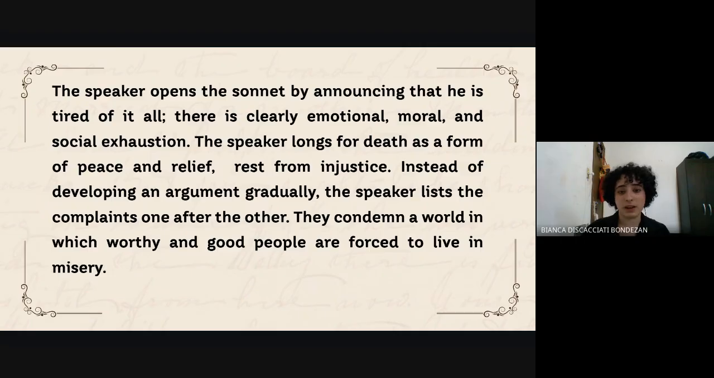They are talking maybe to whoever is reading, but they are announcing in the beginning of the sonnet that they are tired of everything. So they are clearly exhausted, emotionally, morally, and socially. The speaker longs for death because they want relief, they want rest, and the speaker starts to list complaints one after the other, and we are going to walk through each of these complaints.